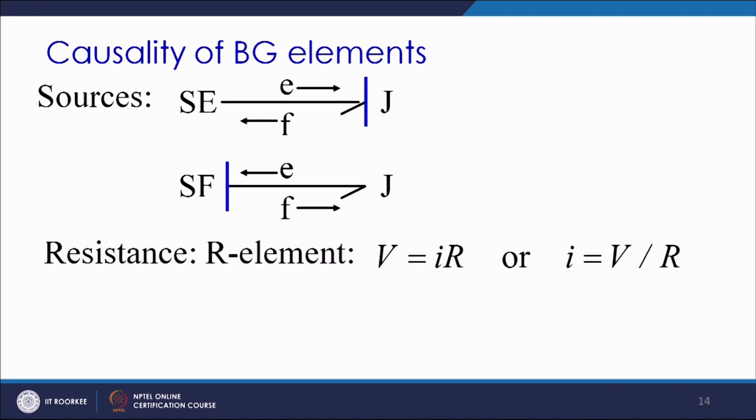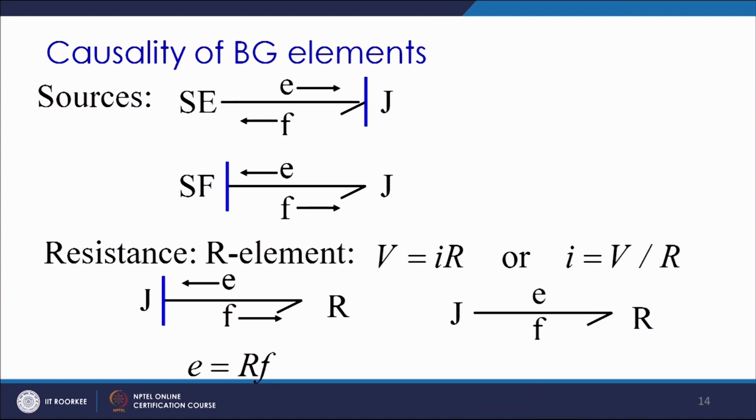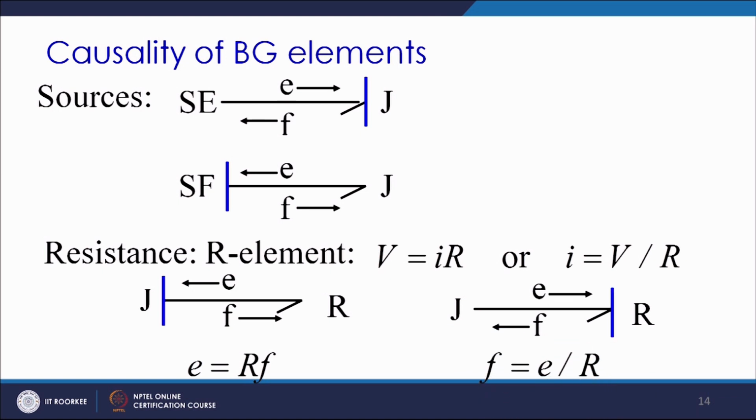And for the R element, you see the relationship from Ohm's law is V is equal to I R, or I can write I is equal to V by R. So, for the R element the causality could be either way, that is it receives flow and returns effort as per this law, or it could be otherwise, that it receives effort and returns flow as per this law.